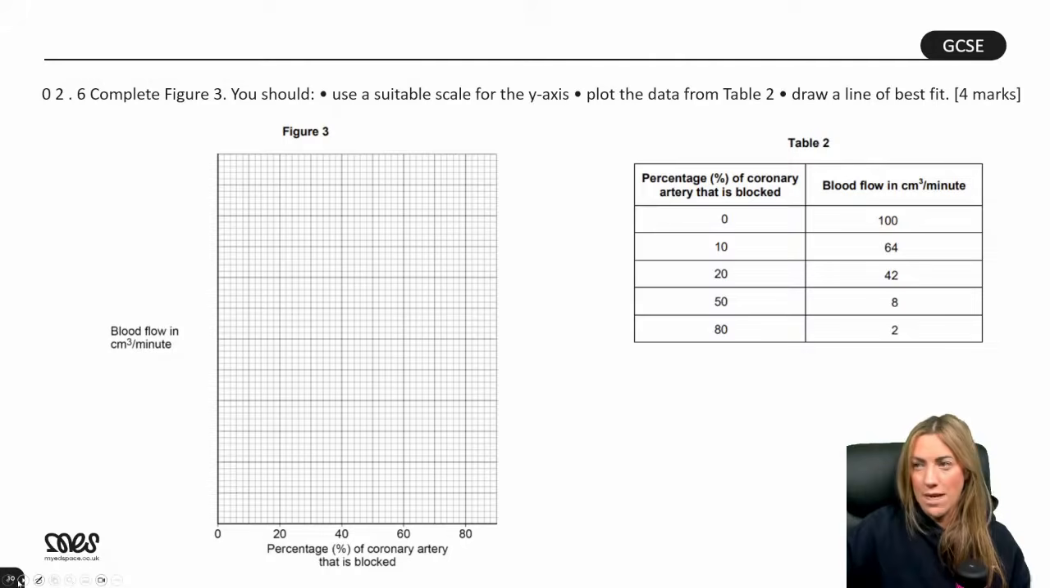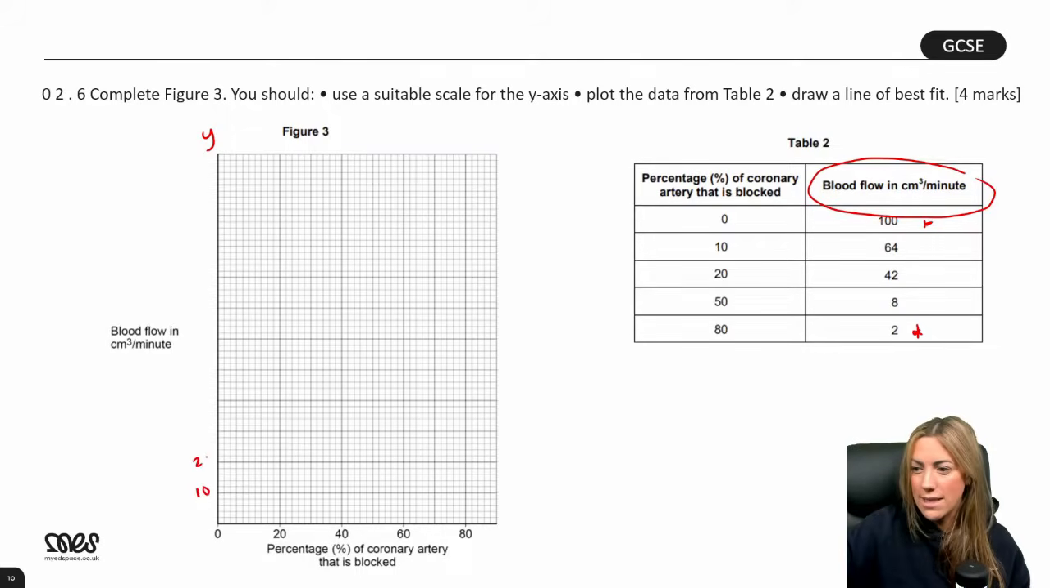Complete figure 3. So you've got a graph. You should use a suitable scale for the y-axis, plot the data from table 2, and draw a line of best fit. So they've already labelled the x-axis. They've already put the scale on the x-axis. They've labelled the y-axis, but they've not given us a scale. So we need to think of a suitable scale, and it has to go from 2 all the way up to 100. So let's think.